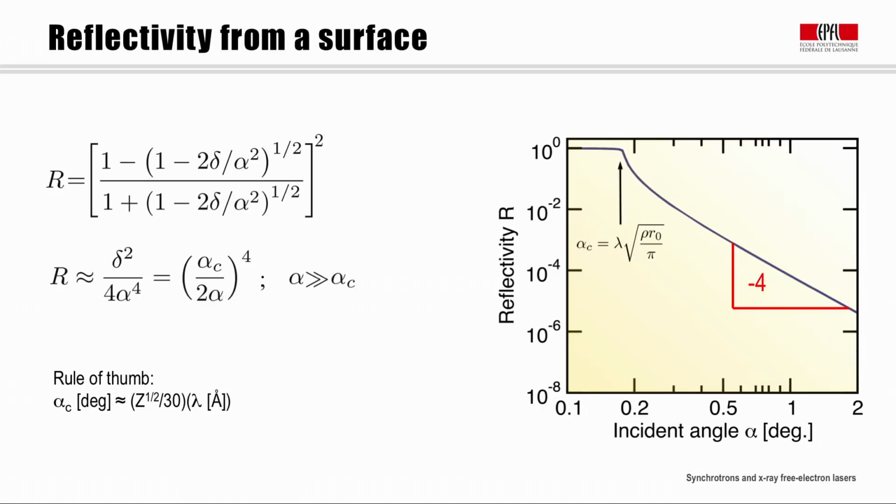Note also that because the electron density of material in electrons per cubic angstrom oscillates around approximately Z upon 25, where Z is the atomic number, a very rough and ready rule of thumb emerges that the critical angle in degrees is equal to the square root of the average atomic number divided by 30, multiplied by the wavelength in angstroms.